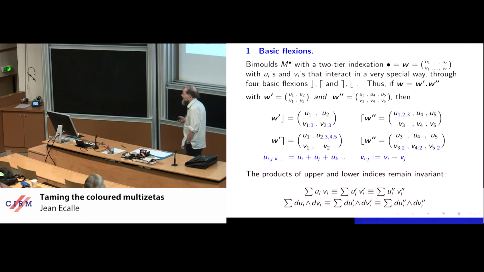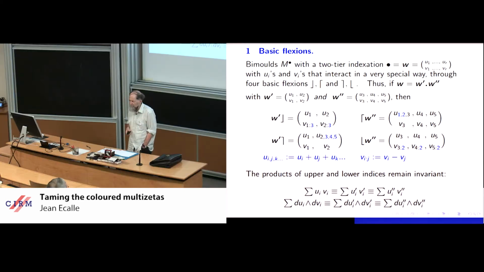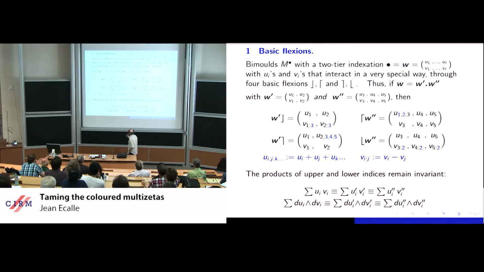Fine. So our basic tools will be so-called B-moulds. They are moulds with a two-tier indexation, U's upstairs and V's downstairs. But it's more than just a double indexation. The thing is that the U's and the V's interact in a very specific way. The U's get added cluster-wise, and the V's get subtracted pairwise, and always in such a way as to preserve these contractions.